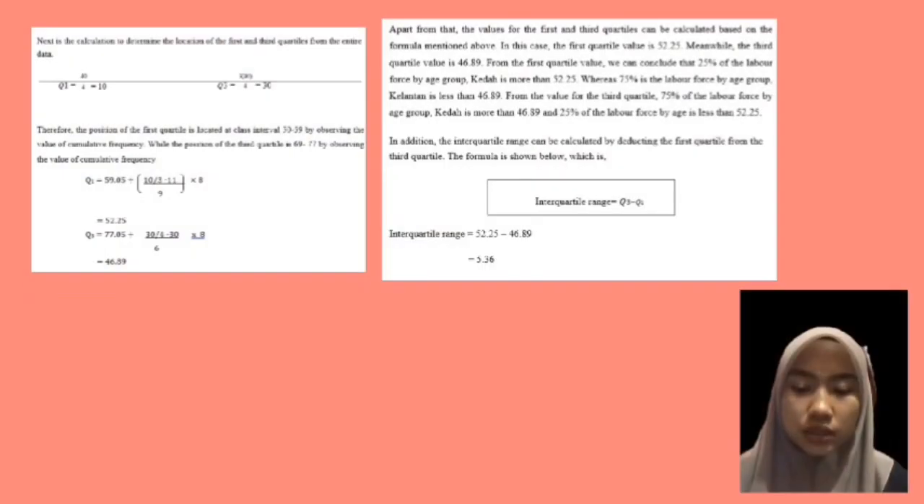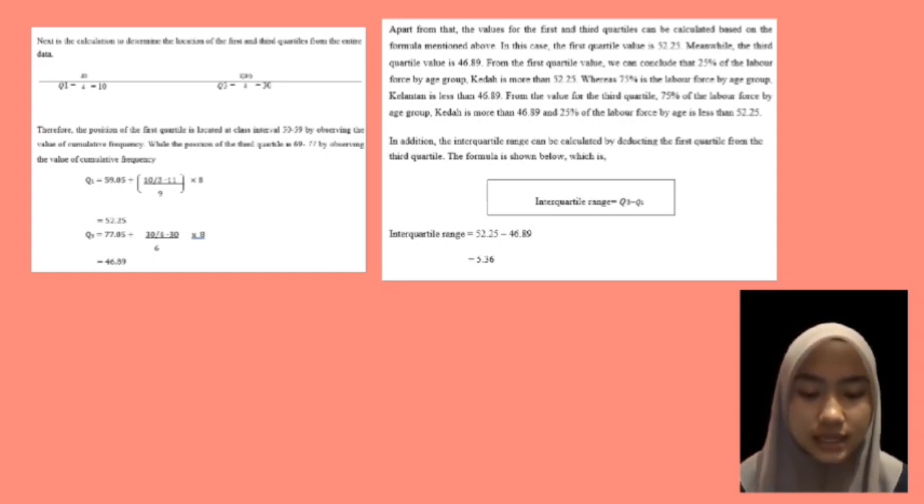Next is the conclusion to determine the location of the first and third quartile from the entire data. First quartile, Q1 equal 40 divided by 4 equal 10. Quartile 3 equal 3 multiply 40 divided by 4 equal 30. Therefore, the position of the first quartile is located at class interval 50 to 59 by observing the value of cumulative frequency, while the position of the third quartile is 69 to 77 by observing the value of cumulative frequency.